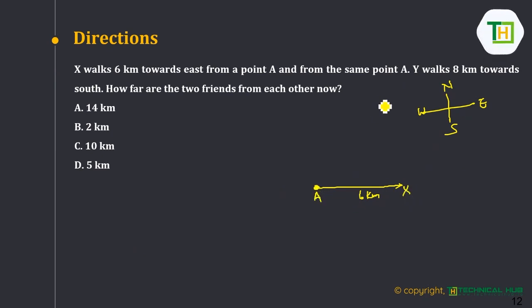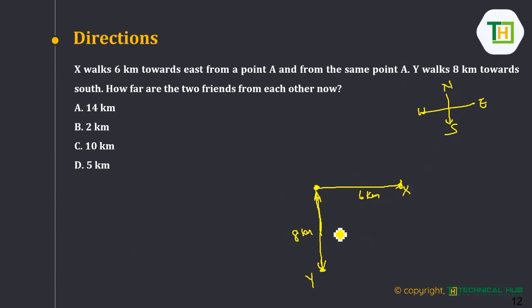And from the same point A, Y walks 8 kilometers towards south. Towards south means downwards. So towards down, Y walked for 8 kilometers. So this is 8 kilometers and now Y is here. This is the place of Y and this is the place of X. What do I have to find? How far are the two friends from each other now? So I want to find the distance between X and Y.